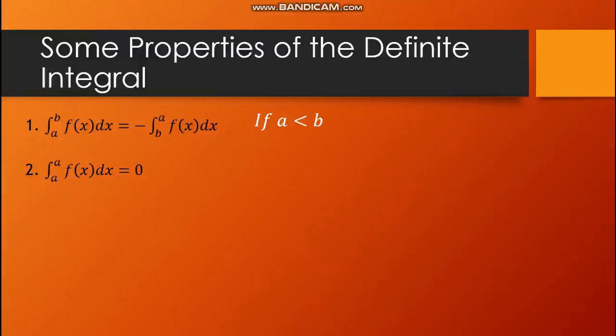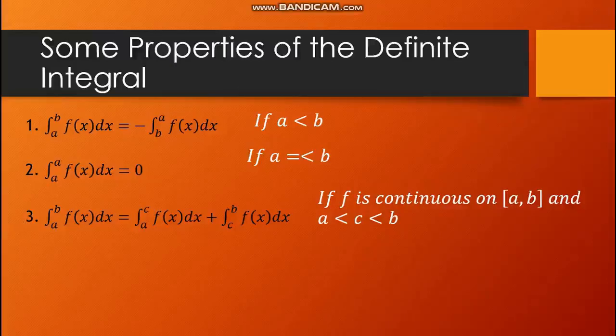Two, we have the integral of f of x dx from a to a, of course, equal to 0. Okay? Because the lower and upper limits of integration are equal. Sorry, that is if a is equal to b. Remove the less than. It should be if a is equal to b.